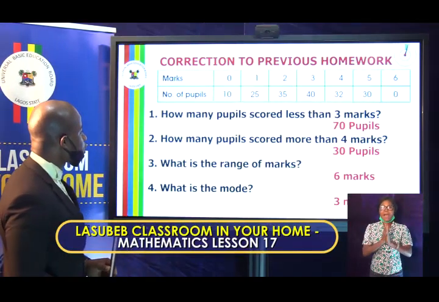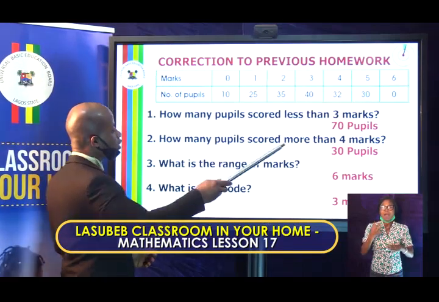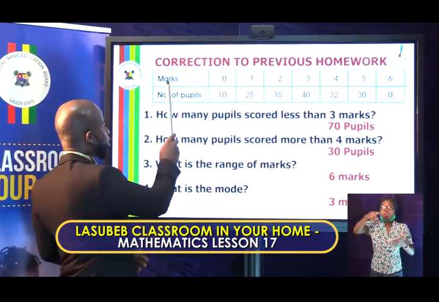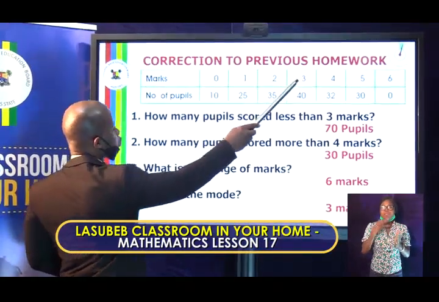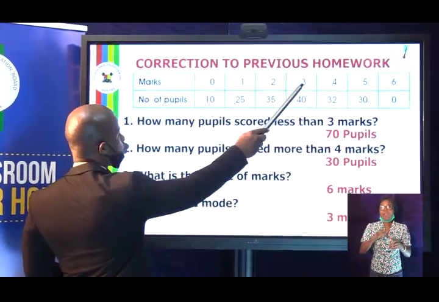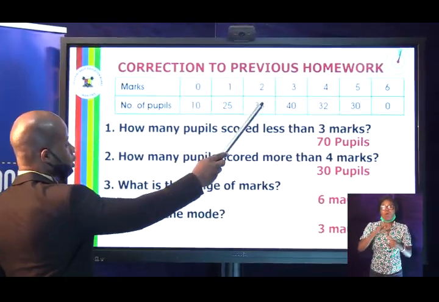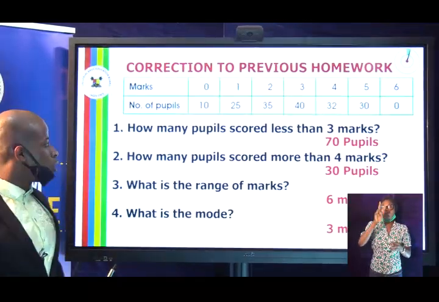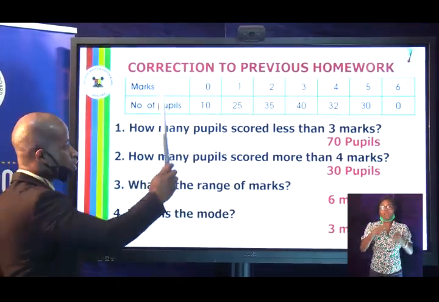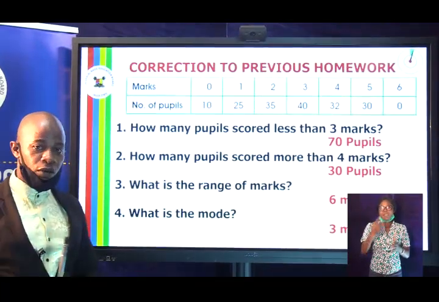You were asked to study this table and answer the questions below. How many pupils scored less than 3 marks? This is the data row. This is 3 marks. The people who scored less than 3 marks will score 2 marks or 1 mark or 0 mark. That is all these people. So 35 plus 25 will give you 60, then plus 10 will give you 70. And that's 70 pupils. I believe you got that right.